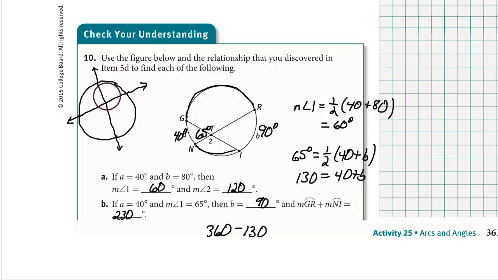The theorem from today is that the measure of this angle or the measure of this angle, they are the same because they're vertical, can be found by taking half the sum of this arc and this arc.